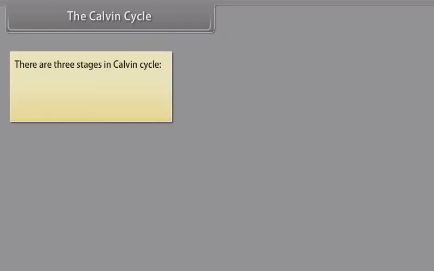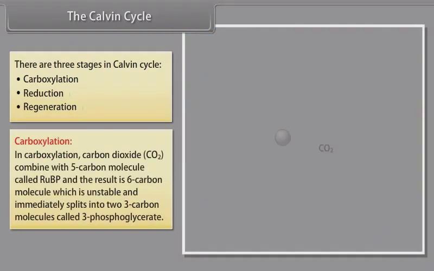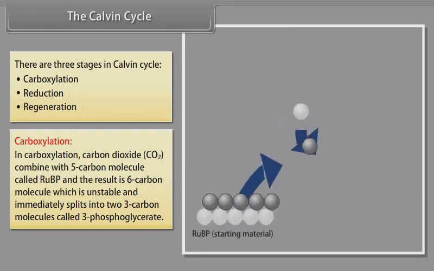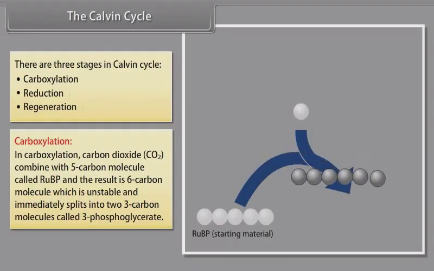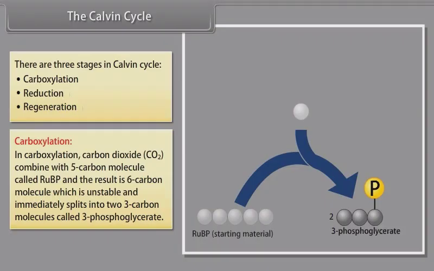The Calvin cycle. There are 3 stages in Calvin cycle. They are carboxylation, reduction, regeneration. Carboxylation. In carboxylation, carbon dioxide, CO2, combines with 5-carbon molecule called RuBP, and the result is a 6-carbon molecule, which is unstable and immediately splits into 2 3-carbon molecules called 3-phosphoglycerate.